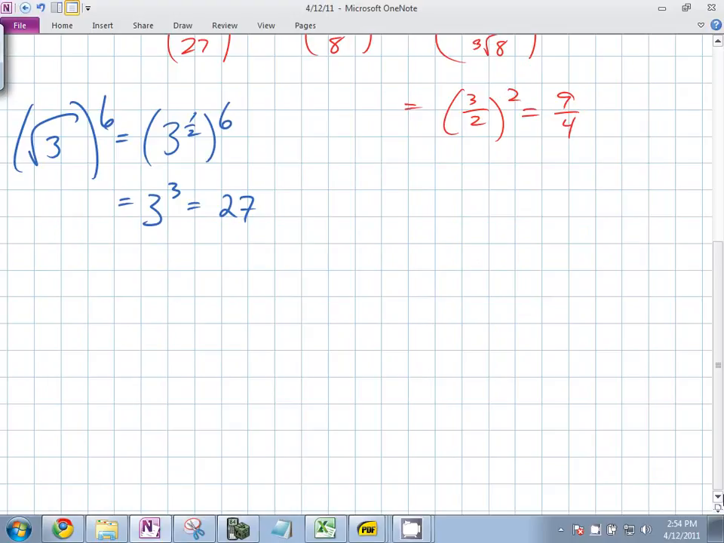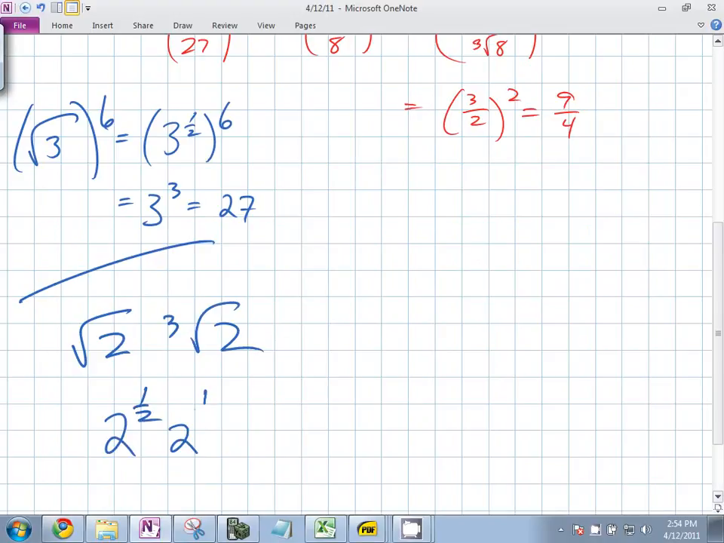33. So 33 is the square root of 2 times the cube root of 2? Yeah. What's the square root of 2? 2 to the 1/2. What's the cube root of 2? 2 to the 1/3. What do you do with the powers? Add them. So 2 to the 5/6. All done. There's nothing to do to that. Wait. 1/2 plus 1/3 is 5/6, right? I hope so. Yeah.